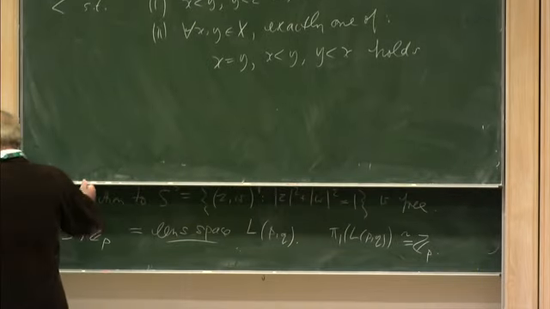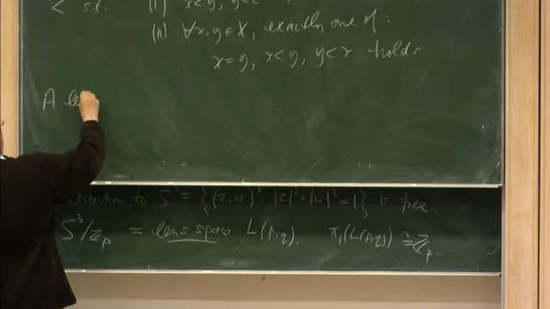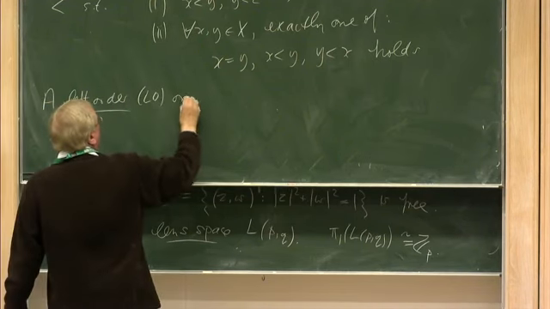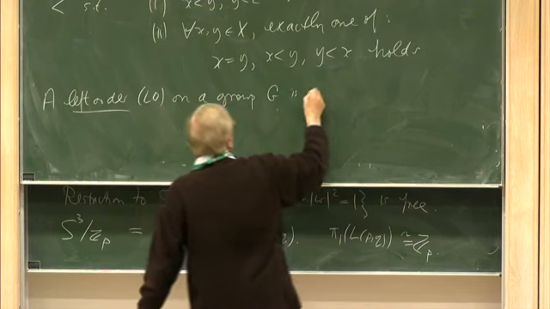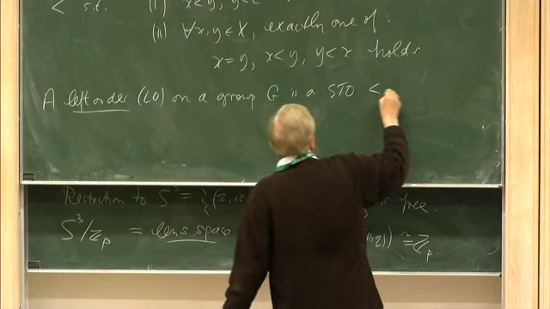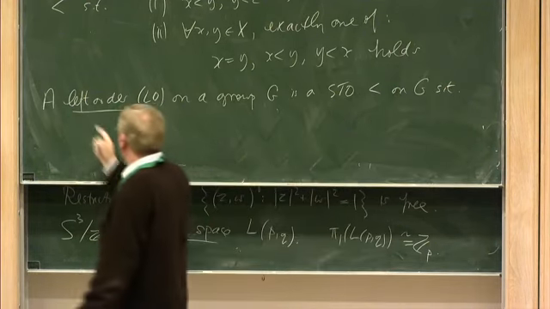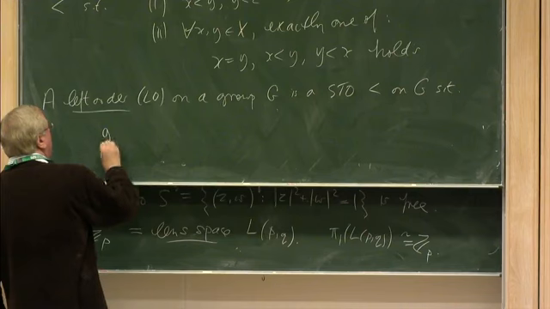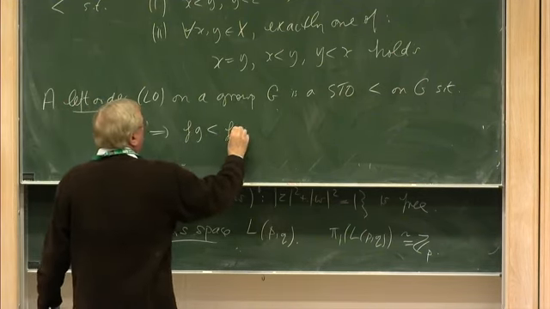And then if you have a group, a left order on a group G is a strict total order on G, and the group structure just comes in and it's left invariant, so that g less than h implies fg less than fh.